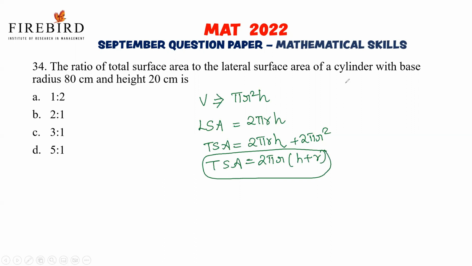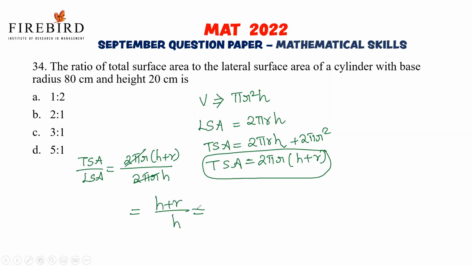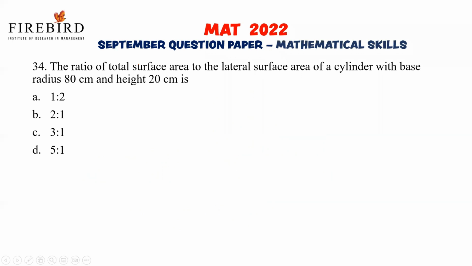They're asking the ratio of total surface area, that is TSA, to the lateral surface area of a cylinder. What is total surface area? We got it as 2 pi r into h plus r. And lateral surface area is 2 pi r h. So you can cancel 2 pi r and 2 pi r, right? So h plus r by h. And they have given the radius of the base as 80 centimeter. So r is equal to 80 and height is 20. So 80 plus 20 divided by height 20. So 100 by 20, and the ratio 5:1 is the answer. It is just enough if you know the basic concepts alone, right? Formulas. It's a question based on mensuration.